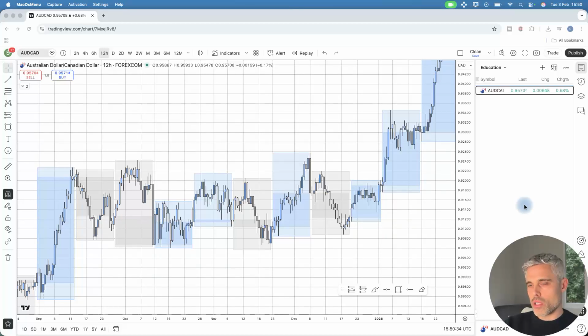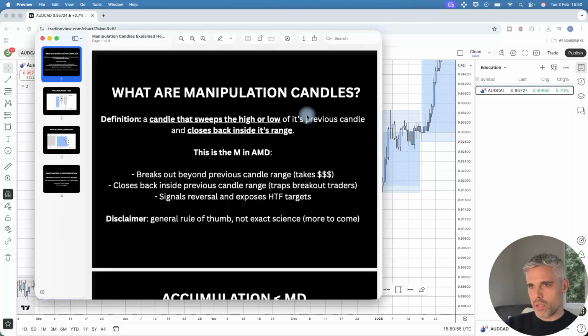So in the last video, we looked at accumulation candles, almost the setup before the setup, which is the manipulation candle. This is where breakout traders get trapped. Price shows its intent before we distribute to higher time frame targets. So let's get into it and look again deeper at AUD CAD. So let's start with some theory.